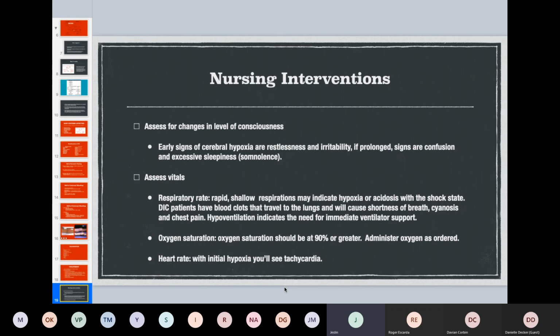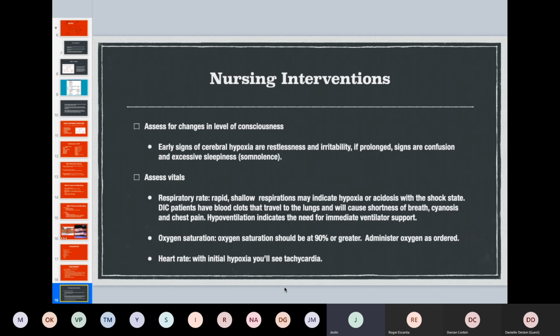DIC patients usually have blood clots that travel to the lungs and cause obstructive shock, and that's when you see shortness of breath, cyanosis, and chest pain. If hypoventilation is seen in these patients, immediate ventilator support is indicated. You also have to assess oxygen saturation. The O2 sat should be at least 90% or greater, and you have to administer oxygen as ordered.